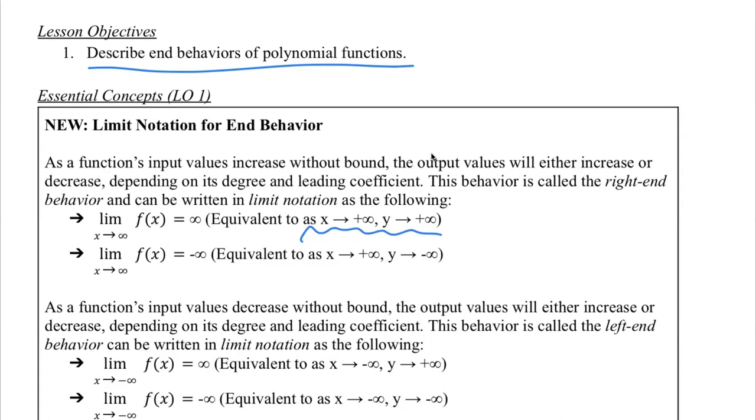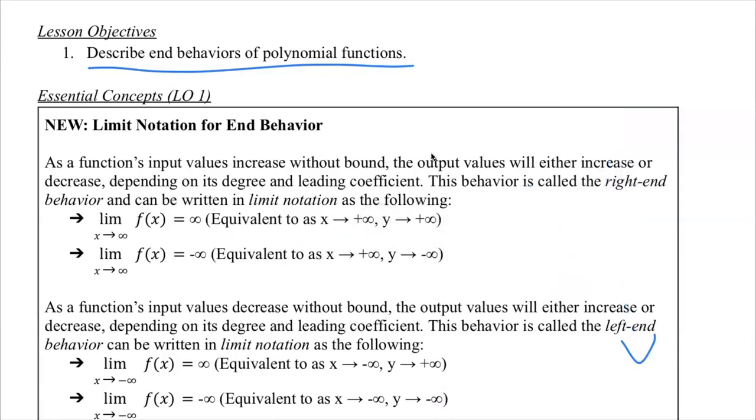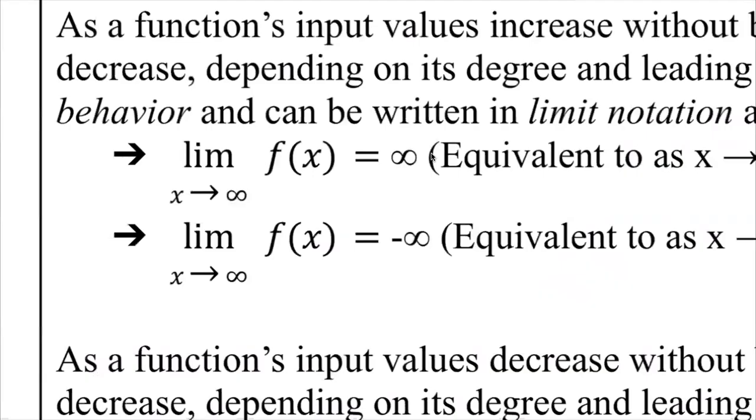So essentially, as the function goes into the right end side, we can conclude that the function would go either to positive infinity or negative infinity as the x value goes to positive infinity. So you can represent that as the limit of f of x as x goes to infinity equals infinity, or the limit of f of x as x goes to infinity equals negative infinity.